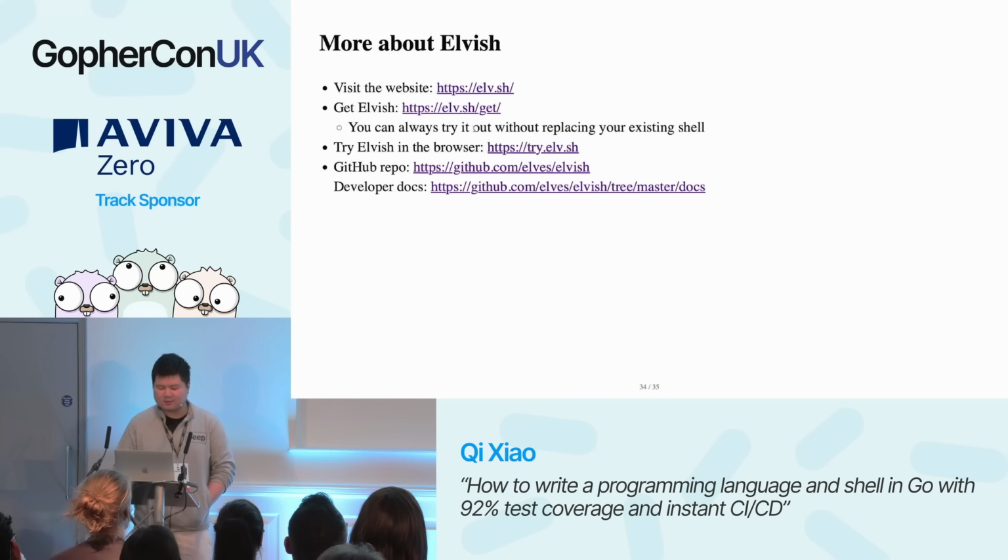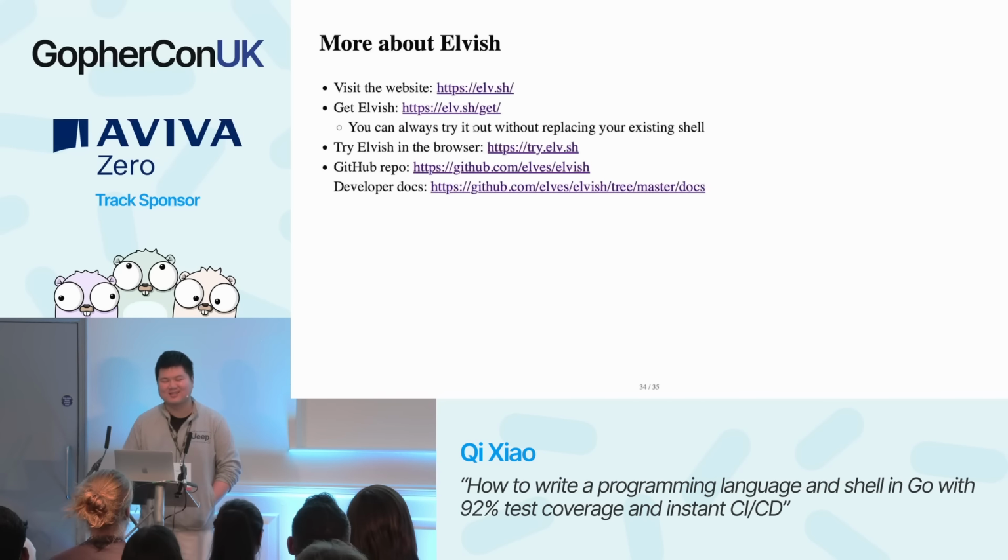Oh, and you can always try Elvish without replacing your existing shell. I think this is a common misconception. When I ask some people why they don't want to try Elvish, they always say they don't want to abandon bash, but you can always use it just as an ordinary program, like you use Vim or other programs. And if you're really happy with it, you can set it as your default shell.